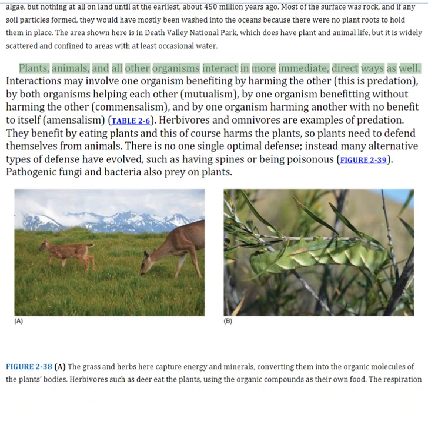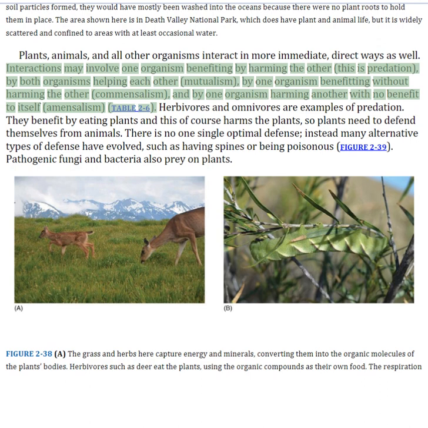Plants, animals, and all other organisms interact in more immediate, direct ways as well. Interactions may involve one organism benefiting by harming the other, by both organisms helping each other, by one organism benefiting without harming the other, and by one organism harming another with no benefit to itself.